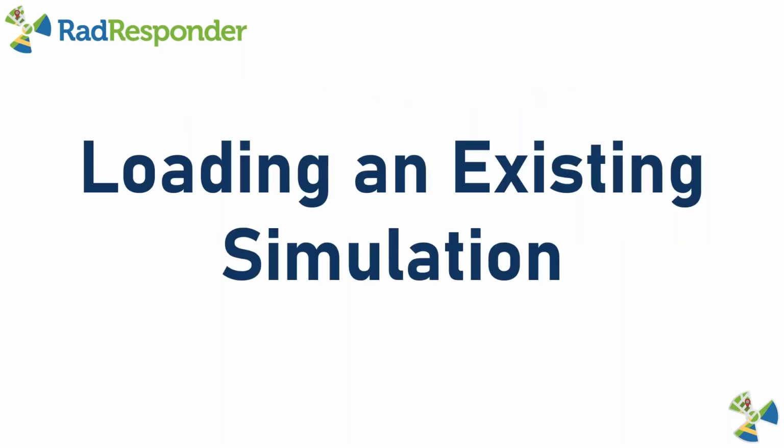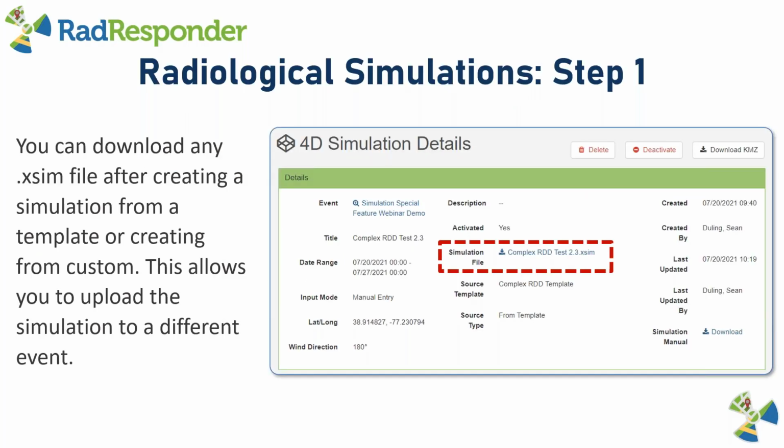To load an existing simulation is pretty straightforward. After I've created a simulation, either from a template or using the custom option, on the details screen for that simulation, you'll see the file itself. In this case, I have my complex RDD test 2.3.xsim. That's my simulation file. You can download any .xsim file after creating a simulation from a template or from custom, and you could then upload that to a different event if desired.